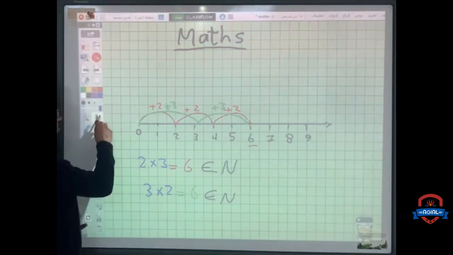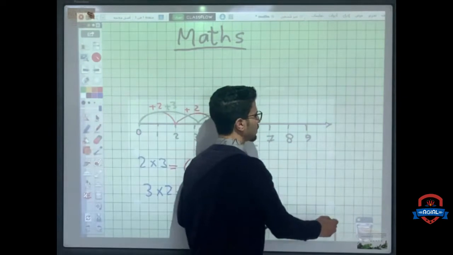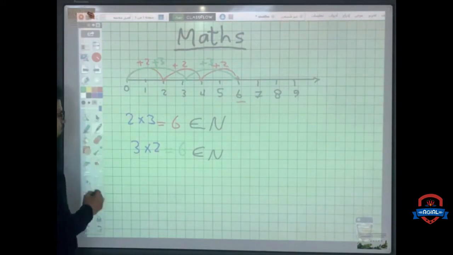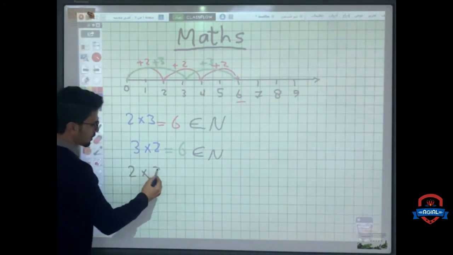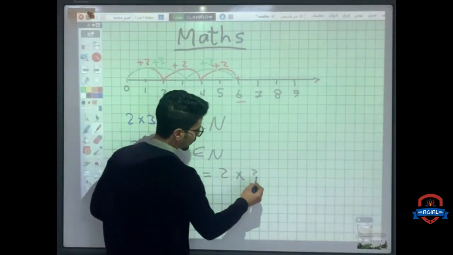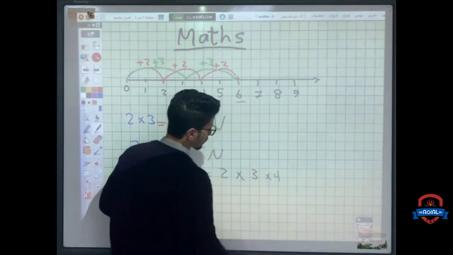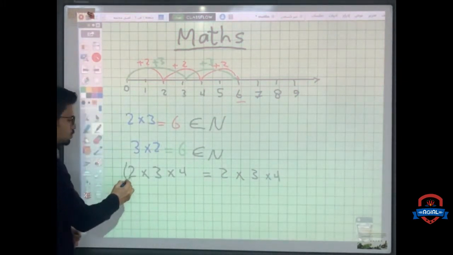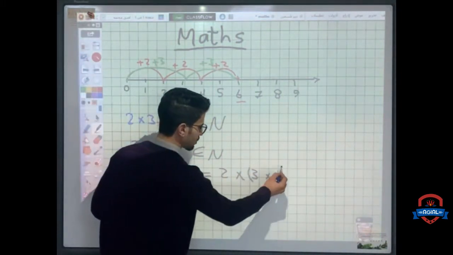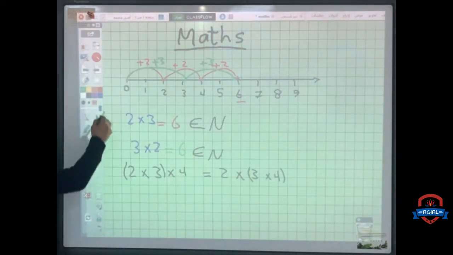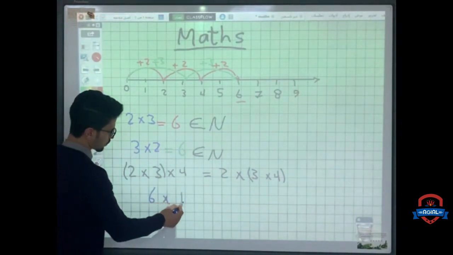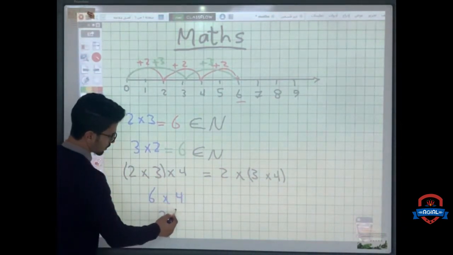And now let's check if we can use the associative property in multiplication in the natural numbers. For example, if we have 2 times 3 times 4 and 2 times 3 times 4. In the first one, we multiply 2 times 3, then we multiply by 4. And in the second one, we say 3 times 4, then we multiply by 2. In the first one, 2 times 3 equals 6, times 4, so 6 times 4 equals 24.